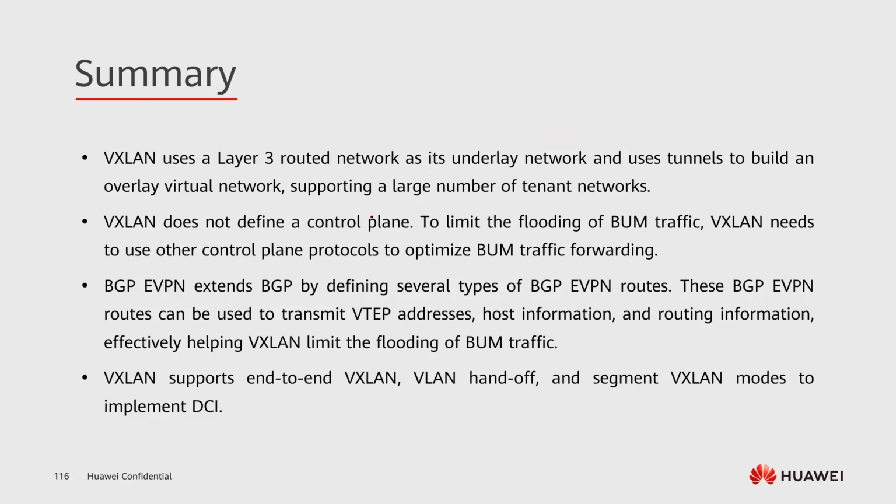Now let's look at the summary. VXLAN uses the Layer 3 routed network as its underlay network and uses tunnels to build an overlay network supporting a large number of tenant networks. And VXLAN does not define the control plane, so you will find that VXLAN itself has some disadvantages. To overcome those disadvantages, we need to introduce a new technology, and that is BGP EVPN. All right, and BGP EVPN can solve the problem perfectly.